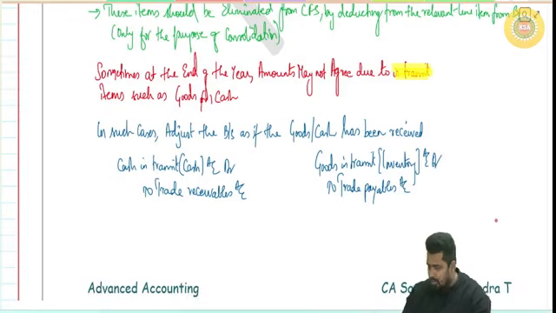If you want to pass any notional entry, what is the entry? Debtors account should be credited, creditors account should be debited to cancel it. Same is the case for bills receivable and bills payable. Mutually, whatever is the value, that should be cancelled.